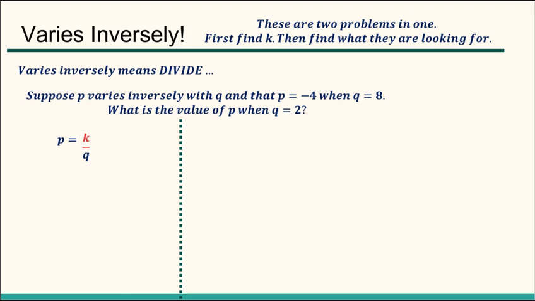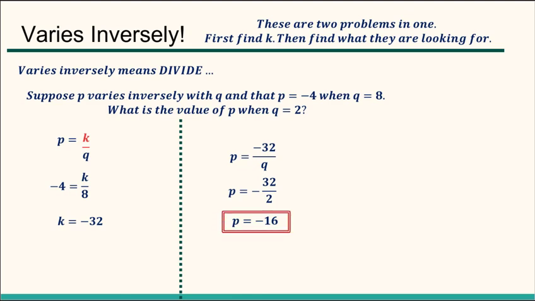So now let's plug in our numbers. P's 4, Q's 8. Multiply both sides by 8. k is 32. So now we write down our equation. P equals 32 over Q. Just plug in the 2 for Q. P is 16. Circle it.